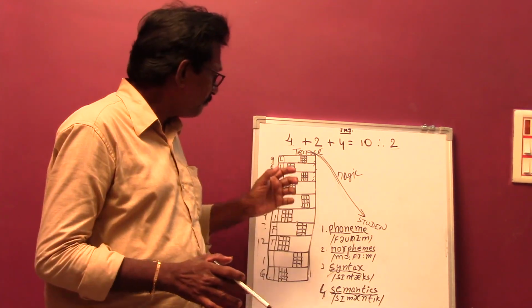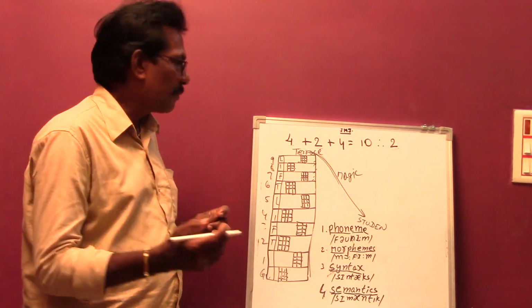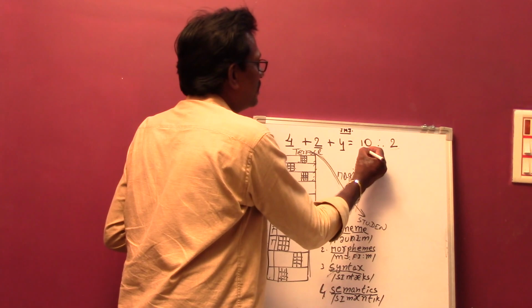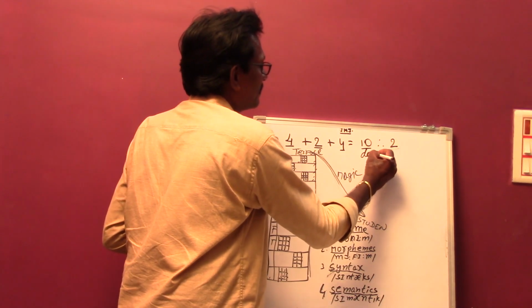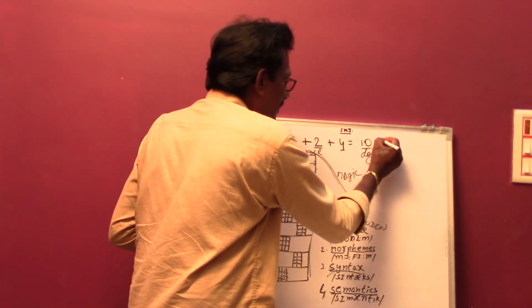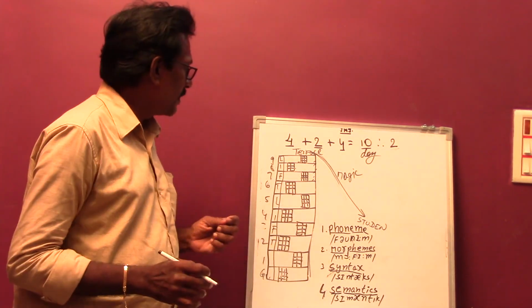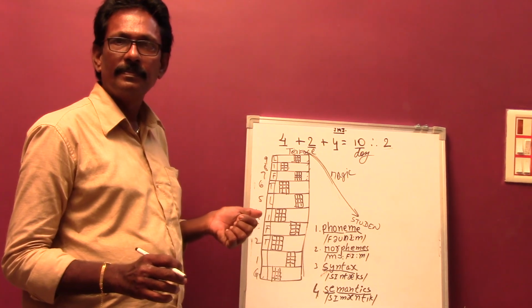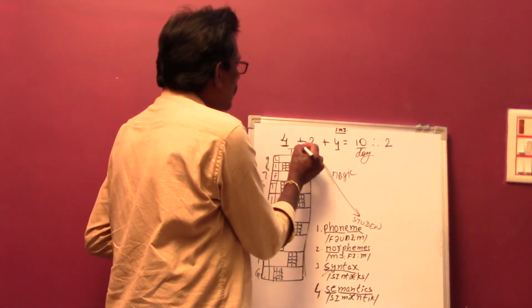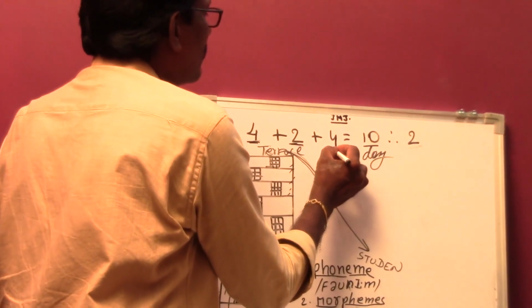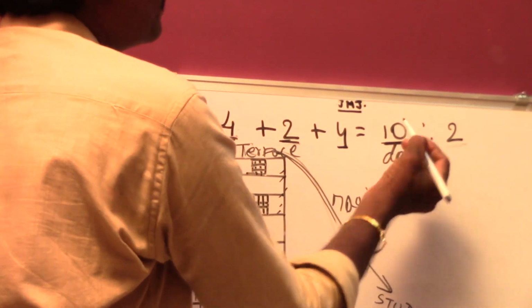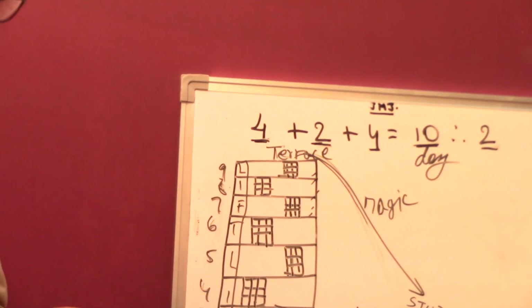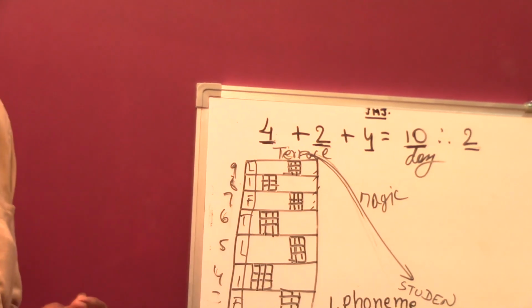First, I want to give you one formula. 4 plus 2 plus 4 is equal to 10 days. It's a formula I tell you. 4 means, what is 4? 4 plus 2 plus 4 is equal to 10 days. Therefore 2. I would like to ask you one question.